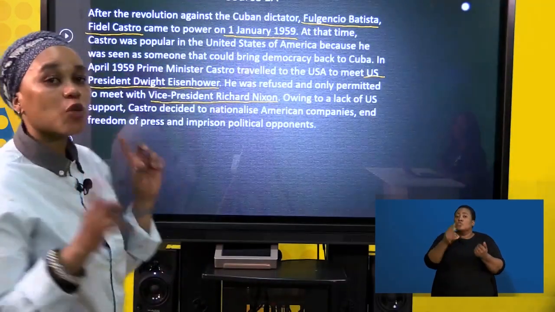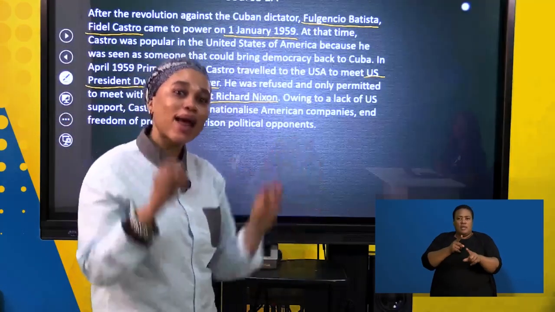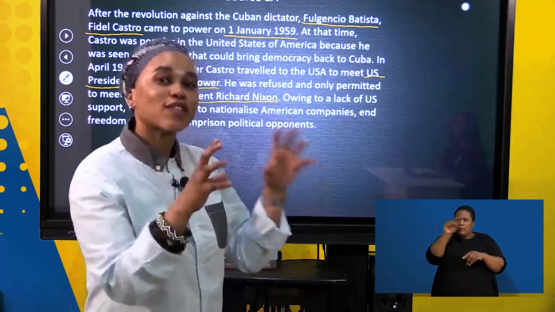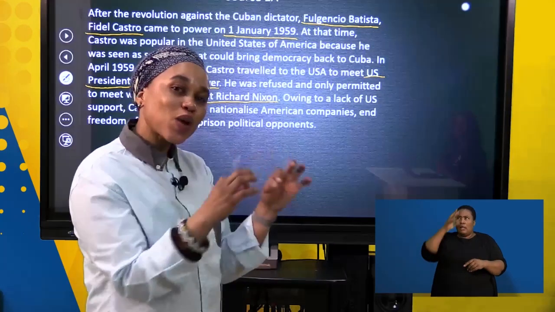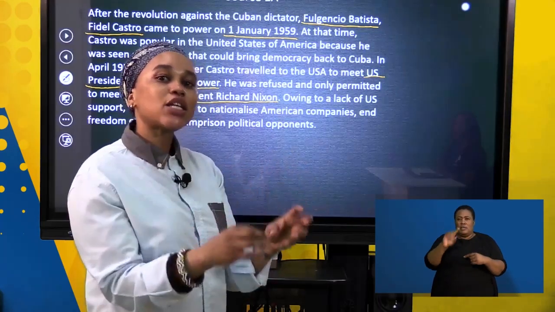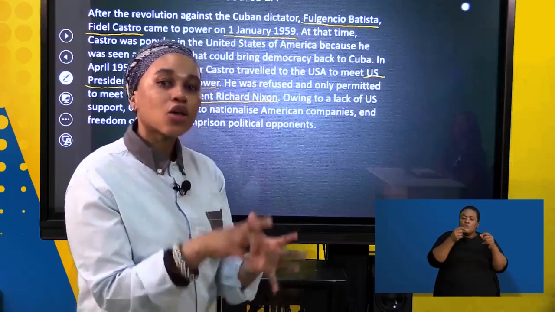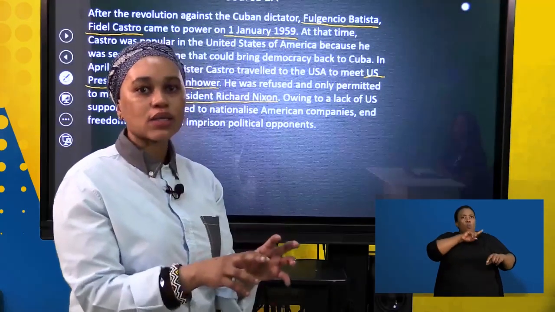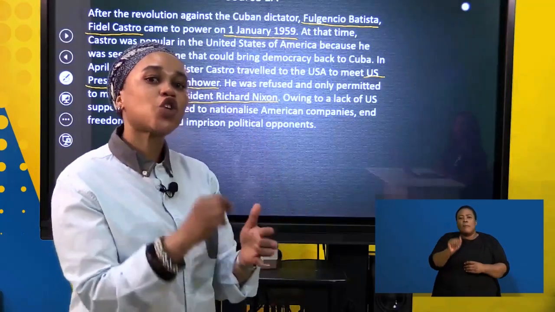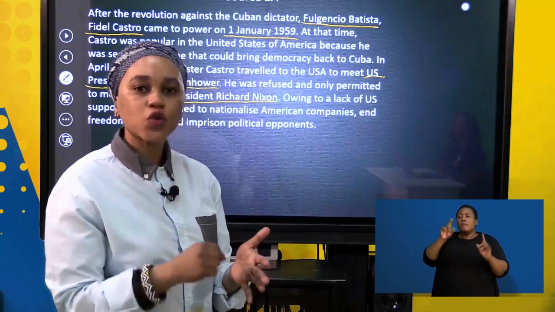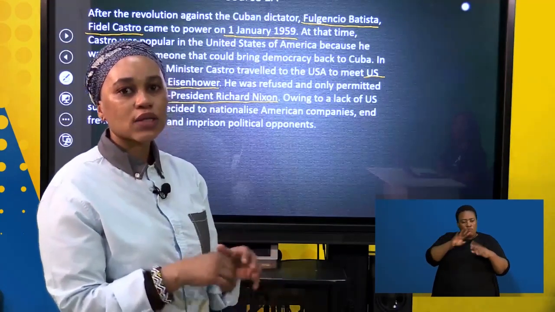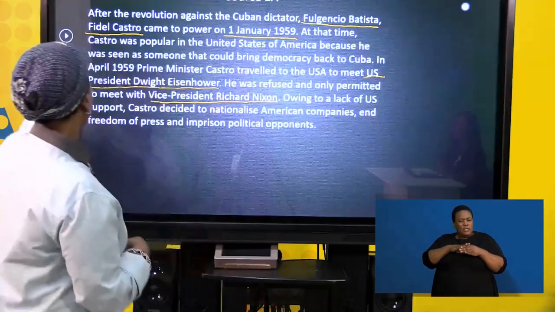Okay, and when you're highlighting and underlining, bear in mind what the source is about. Remember when we were looking at the caption, we said it is looking at why Cuba was the focal point. So when you're reading the source, you need to be looking for all those reasons why Cuba was the focal point of the Cold War.